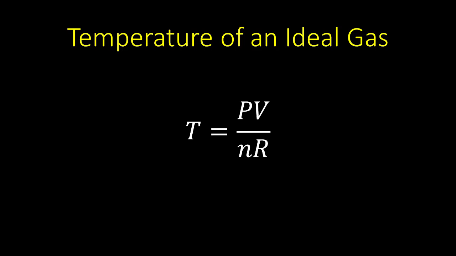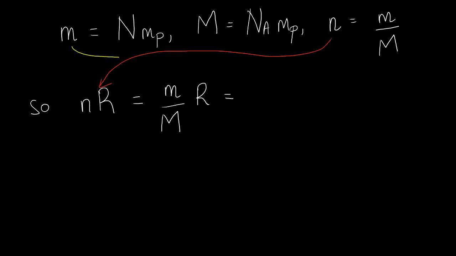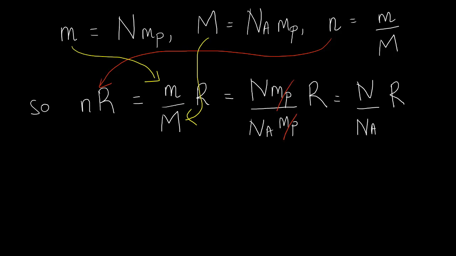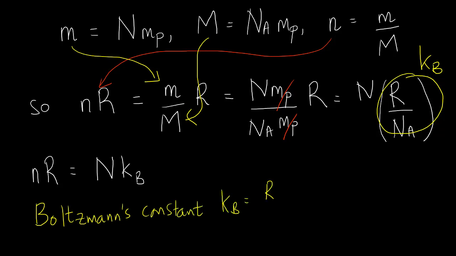The ideal gas law may be written in yet another way, by noting that the mass of the gas m equals N times m_p, the mass of a particle, molar mass M is equal to N_A times m_p, and number of moles n is equal to the mass m divided by the molar mass, capital M. So nR is equal to little m over big M times R, which is equal to capital N m_p divided by N_A times m_p times R, which is equal to capital N times R divided by Avogadro's number, which we then set as equal to capital N times k_B, where now Boltzmann's constant k_B is equal to R divided by Avogadro's number and is equal to 1.381 times 10 to the minus 23 joules per particle per Kelvin.